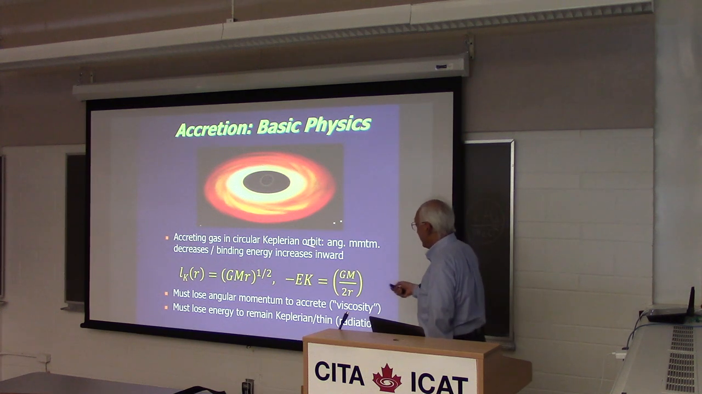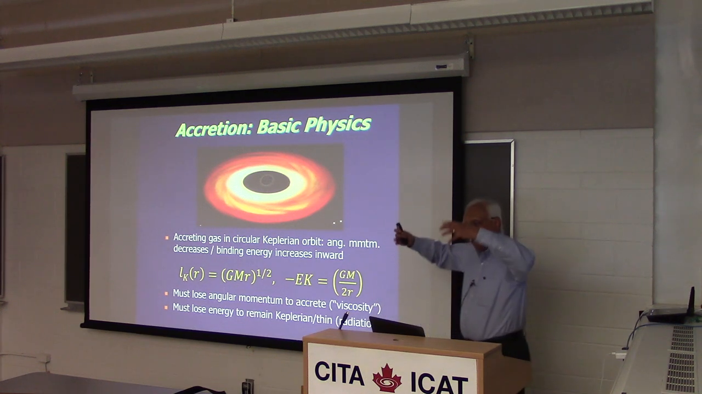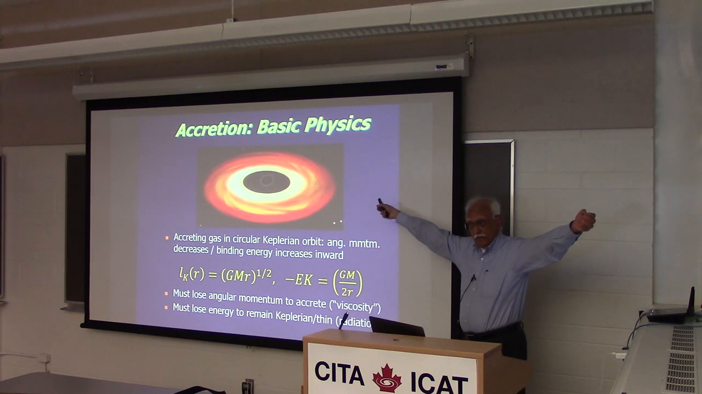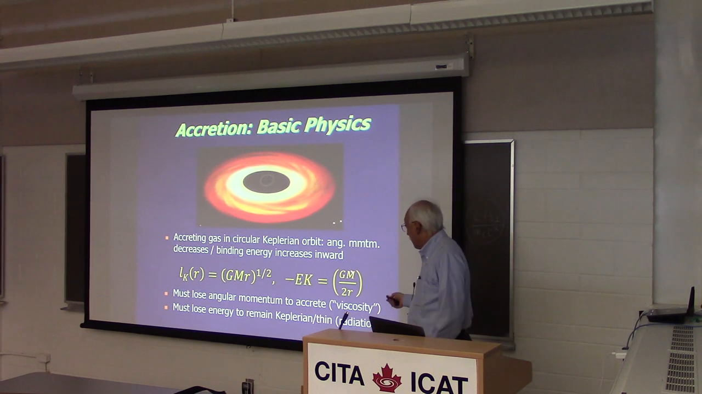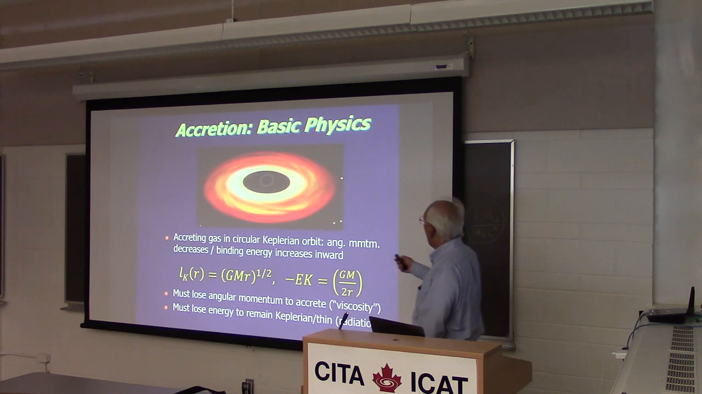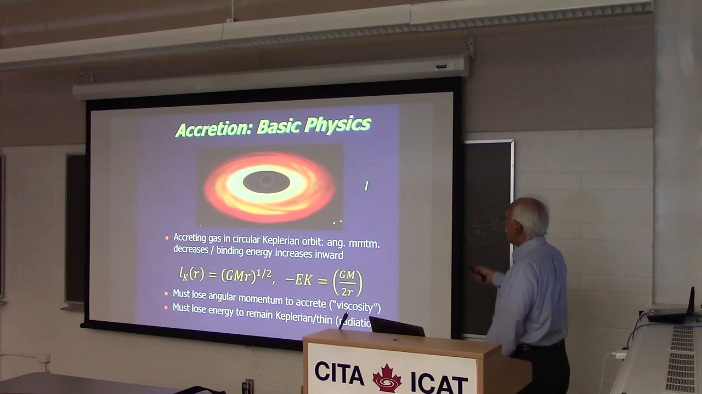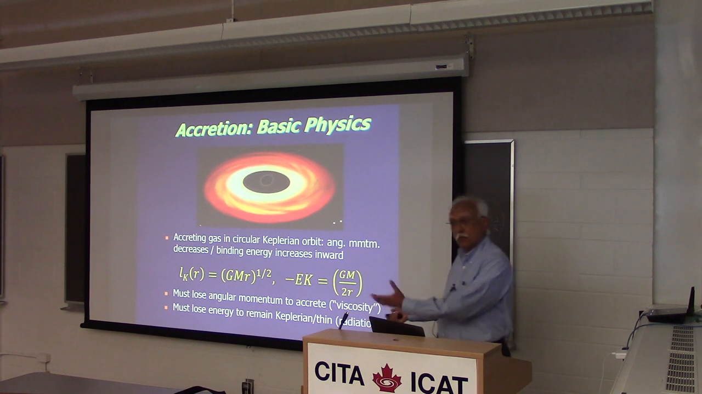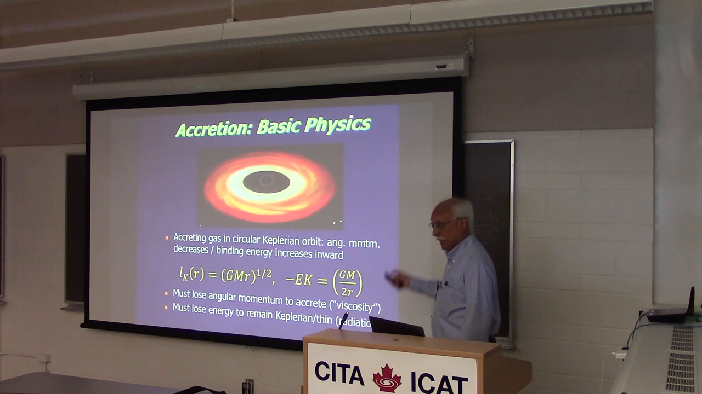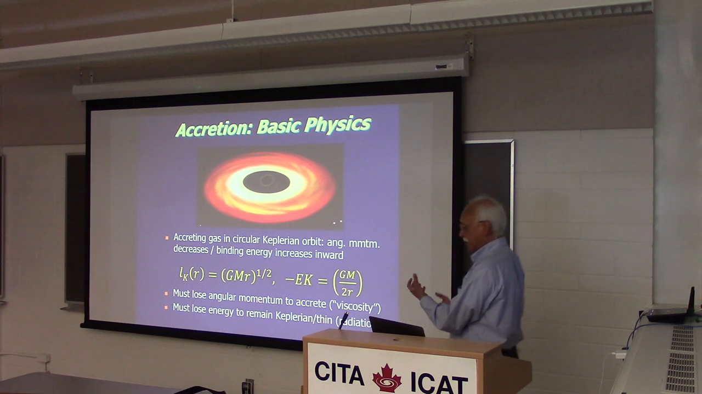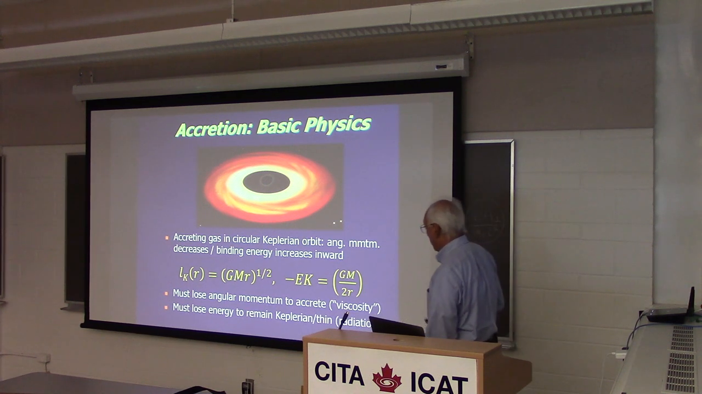The binding energy, how tightly is it bound to my black hole relative to a particle at infinity? That goes like 1 over r. So I get more and more bound as I come down to the center. I'm starting with gas out here. It has to slowly migrate down to the center. So clearly, it has to lose angular momentum. And that's one of the primary physics things that we have to understand to even understand accretion to start with.